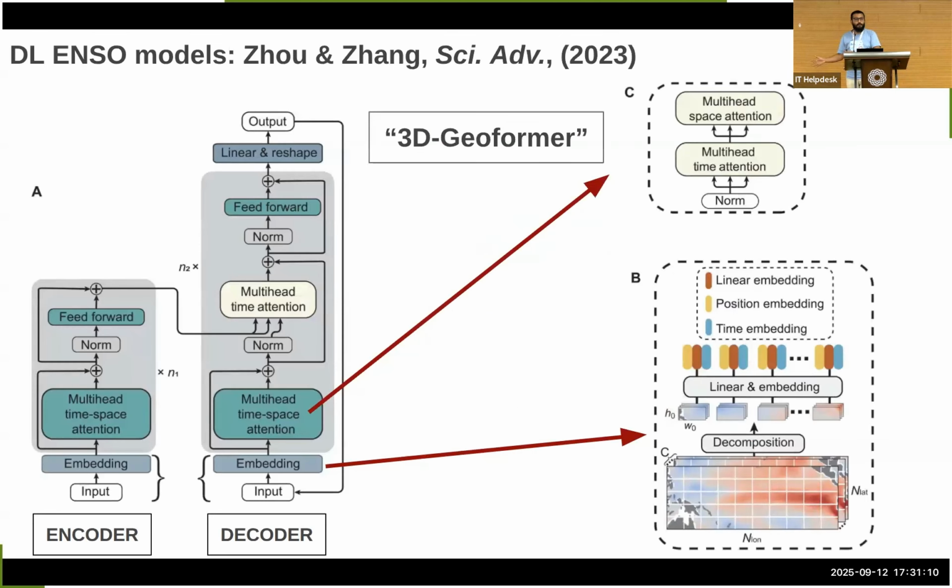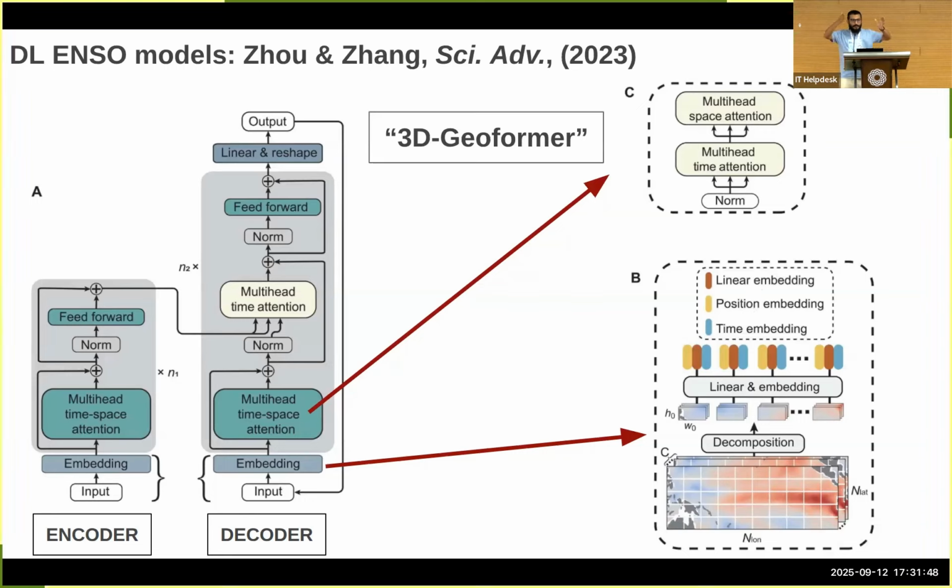And then, cut to 4 years later in 2023, we have this huge transformer-based model by Zhu and Zhang. It's set up in this typical encoder, decoder kind of setup, for those of you who are familiar with the GPT architecture. Then they use something called a time embedding, which was kind of a novelty as opposed to just having position embedding.